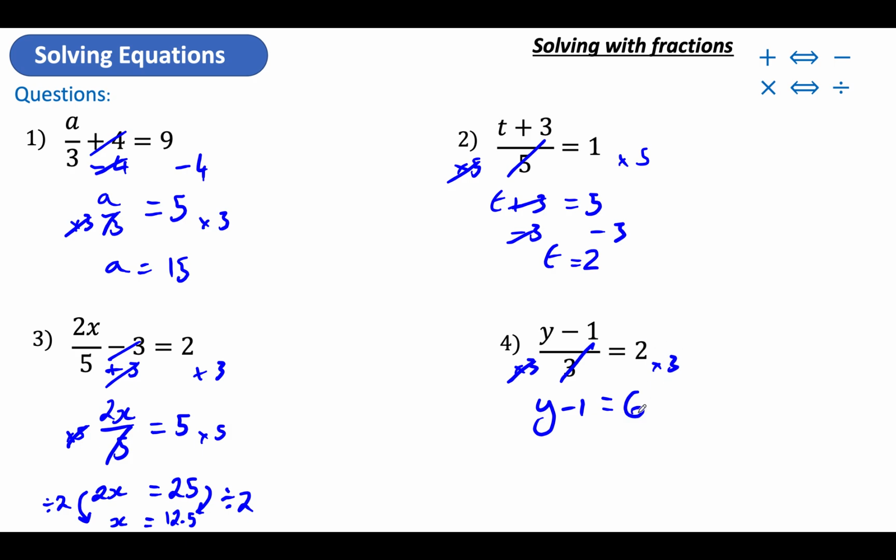2 times 3 is 6. And then lastly, to get y on its own, I'm going to add 1, because 1 minus 1 leaves nothing, so y is left on its own. But I must do it to both sides, so y equals 7. Well done if you got all 4 of those.